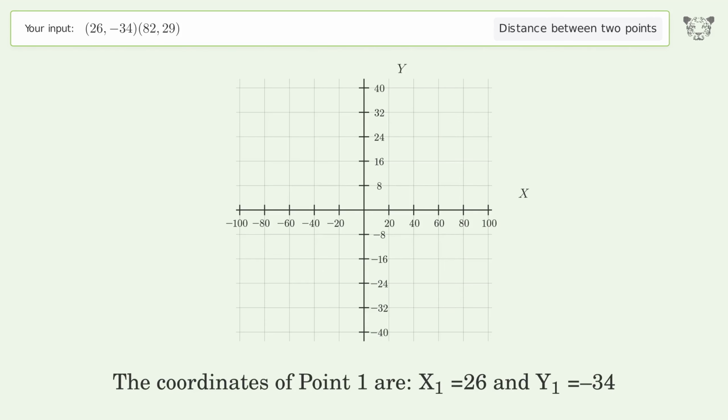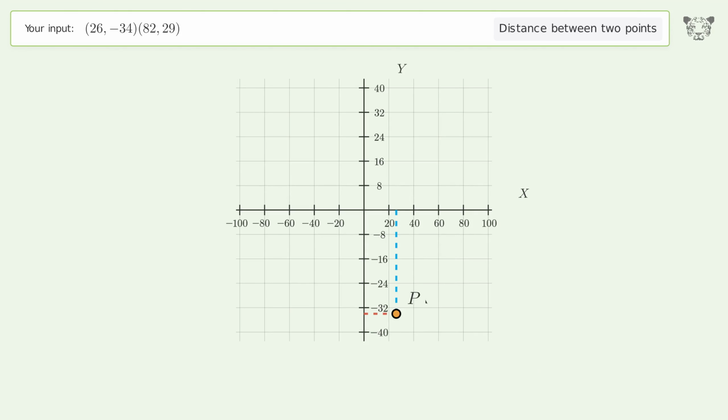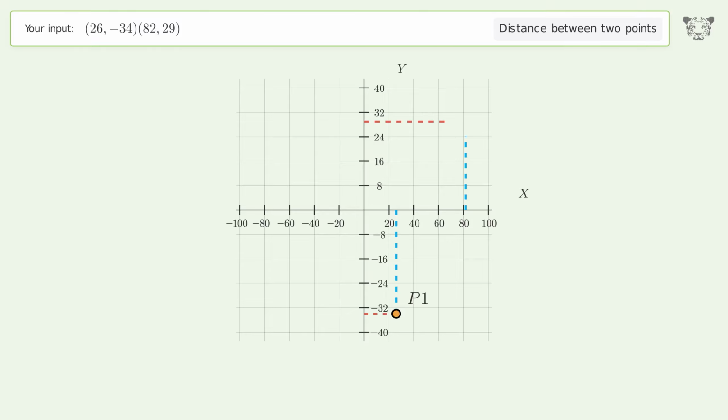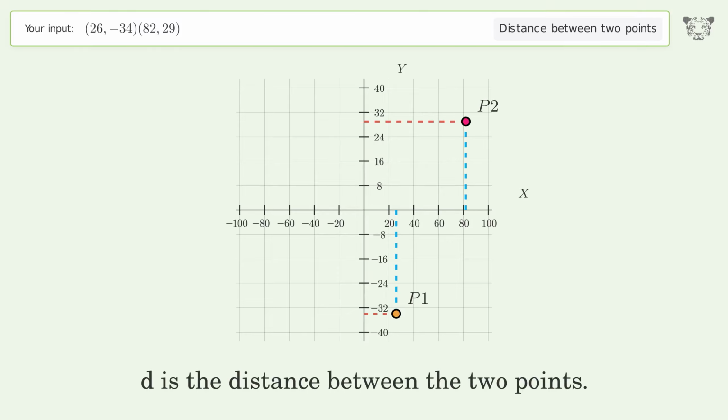The coordinates of point 1 are x1 equals 26 and y1 equals negative 34. The coordinates of point 2 are x2 equals 82 and y2 equals 29. D is the distance between the 2 points.